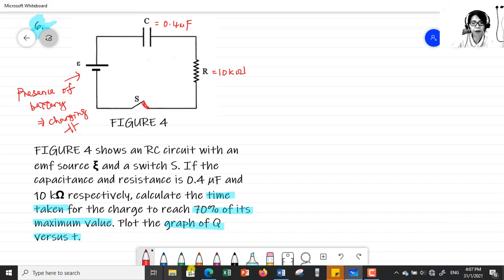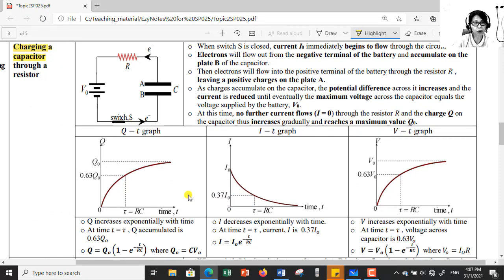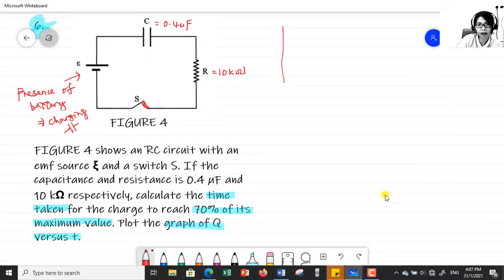So class, if you refer to our notes, during the charging process of the capacitor, we will find that our charge will increase exponentially with time. Because it's a charging process, my charge will increase exponentially with time until it reaches a maximum value of Q0. The question asks us to find the time taken for the charge to reach 70% of its maximum value.